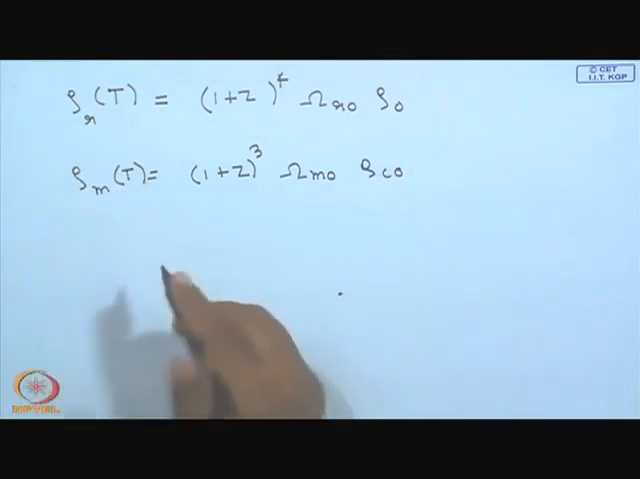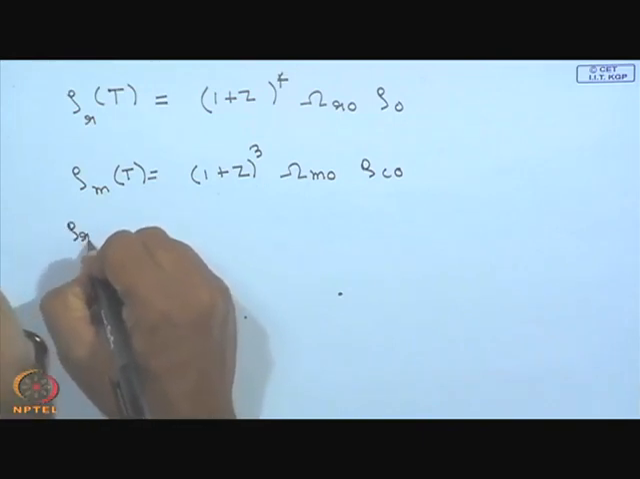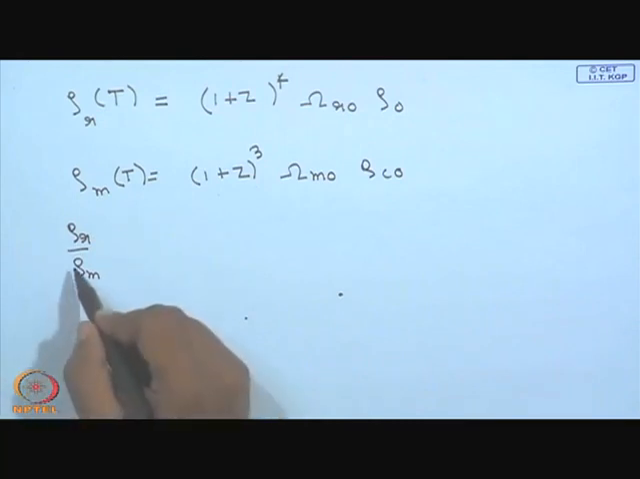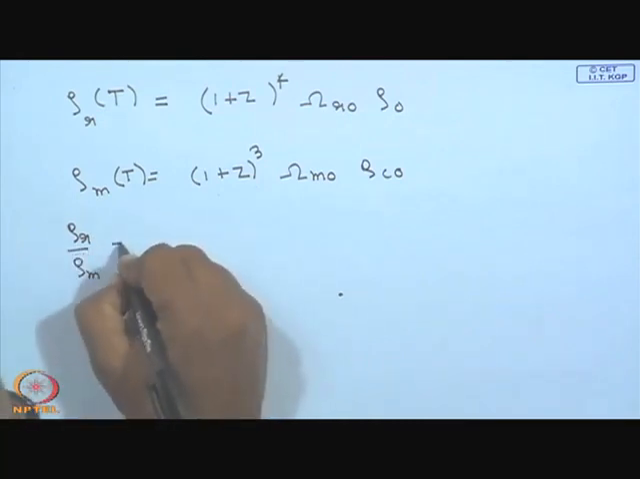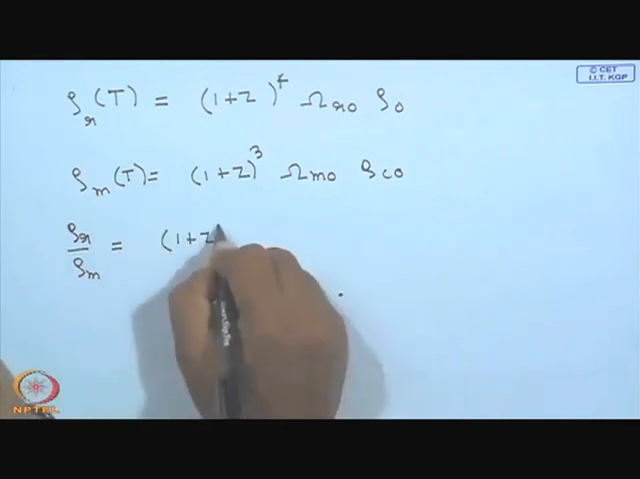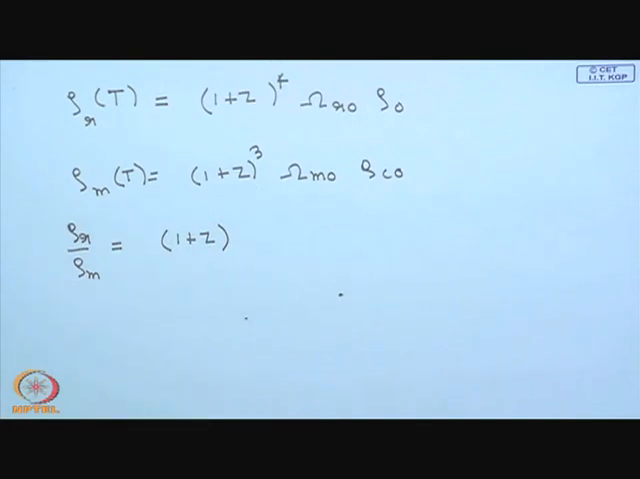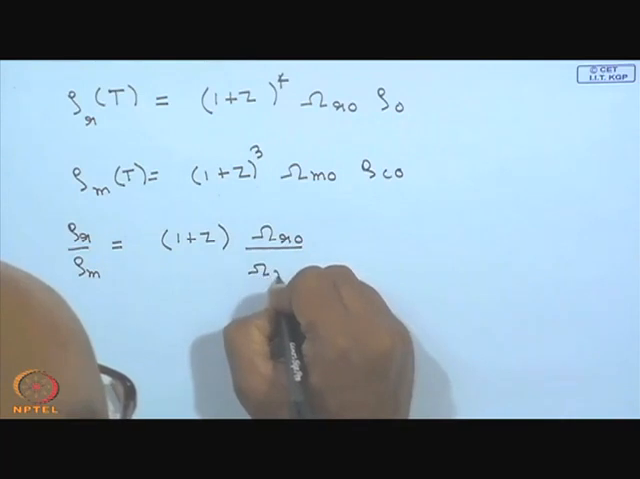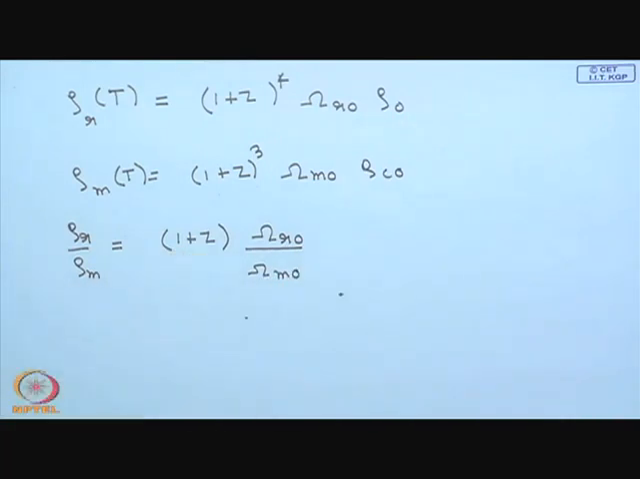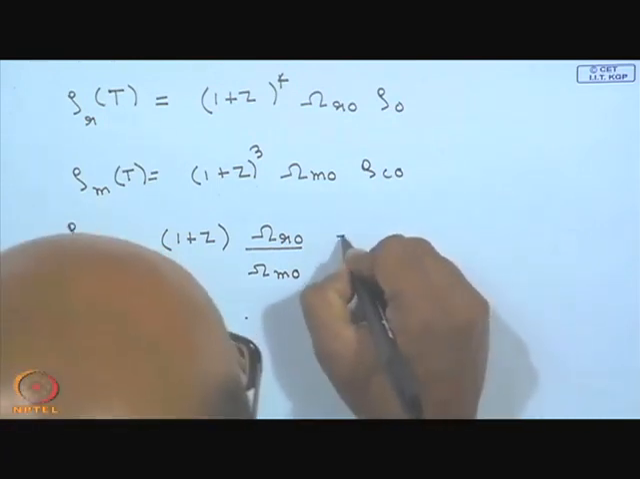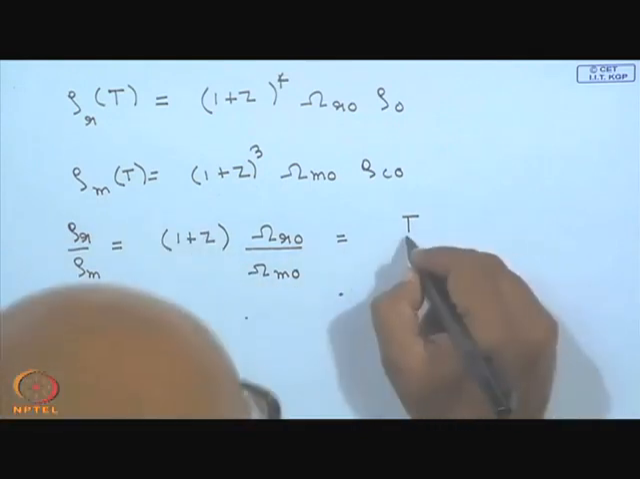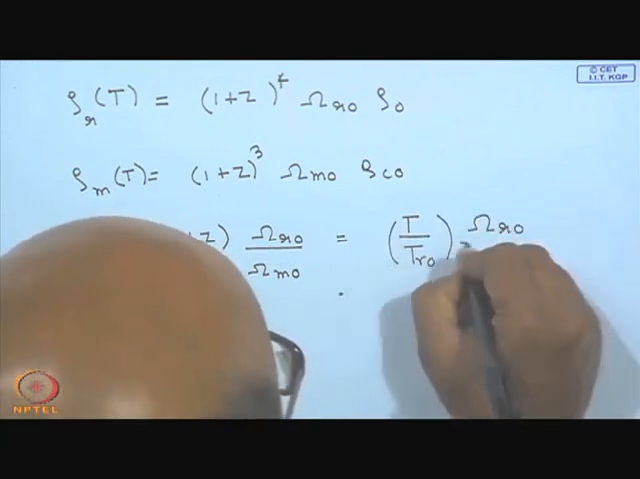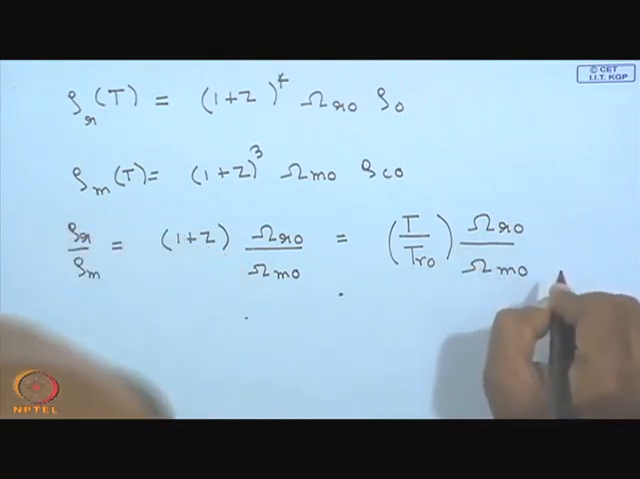So, if we calculate the ratio rho r by rho matter, the ratio of the density in the relativistic particles to the density in the non-relativistic matter, this will have a 1 plus z dependence. And then we will have the ratio omega relativistic naught, which we just calculated, divided by omega matter naught. And 1 plus z is basically 1 by the scale factor, which I can write as the temperature at that redshift divided by the present value of the temperature, times the ratio of the density parameters.